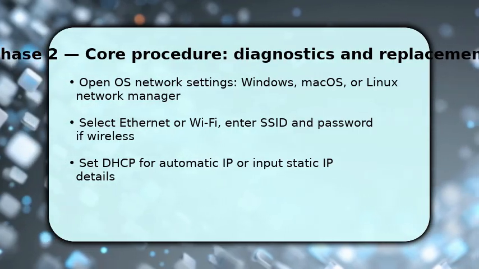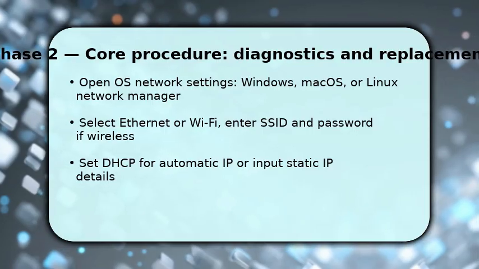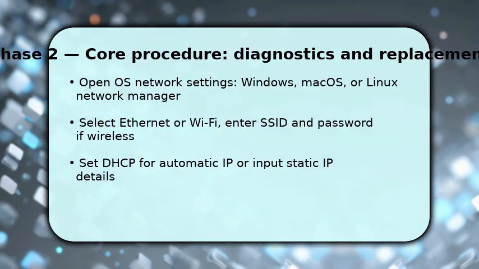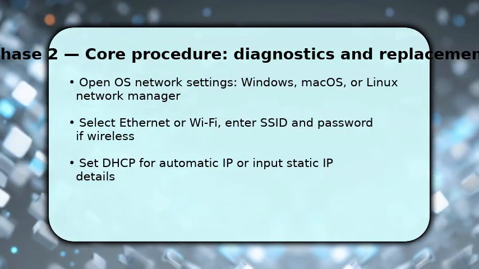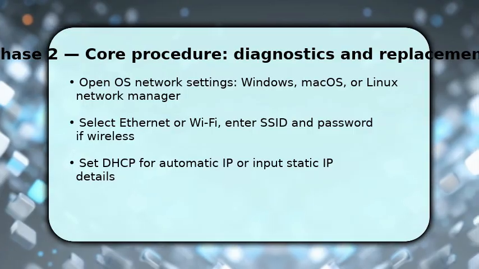Make sure the interface is set to DHCP for automatic addressing unless you need a static IP. In that case, input IP, subnet mask, gateway, and DNS. After applying, test by pinging a public host to verify reachability.